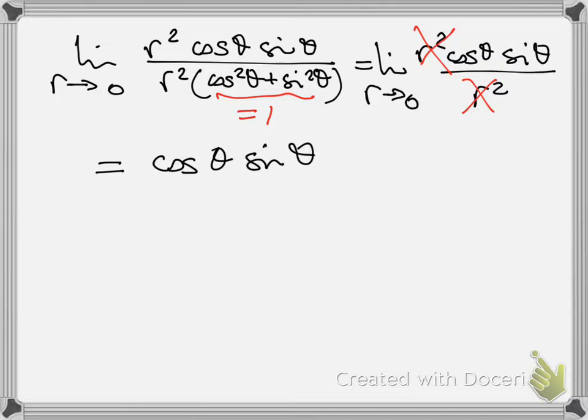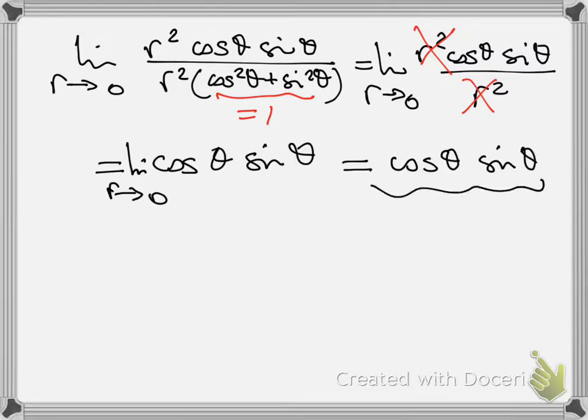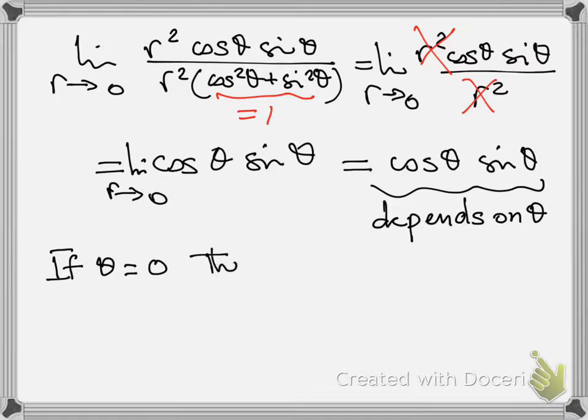Now, r going to 0, again, this is the limit as r goes to 0 of cosine theta sine theta. There is no r anyway, so it's just cosine theta sine theta. This depends on theta, right? So for example, if theta is equal to 0, the limit would be cosine of 0 times sine of 0. Cosine of 0 is 1 times 0 is 0.